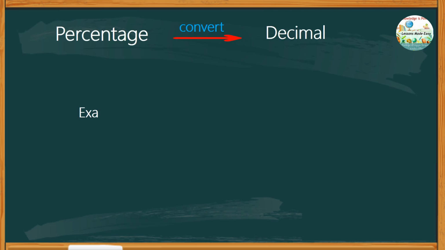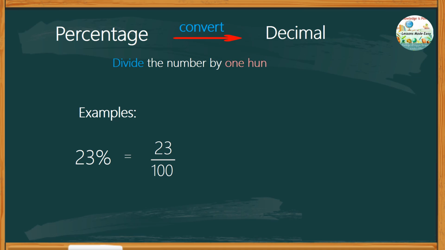We can easily convert a percentage back to a decimal number. See this example, 23%. 23% can be expressed as 23 over 100. It simply means 23 divided by 100. We could say that to change a percentage to a decimal number, we only divide the number by 100. Dividing a number by 100 does not require a long division process. We only need to move the decimal point 2 places to the left.